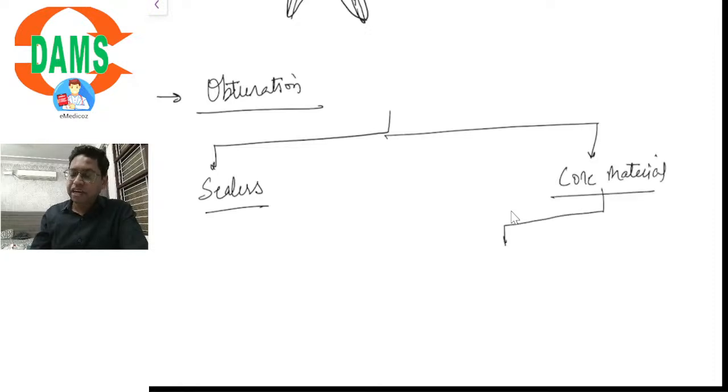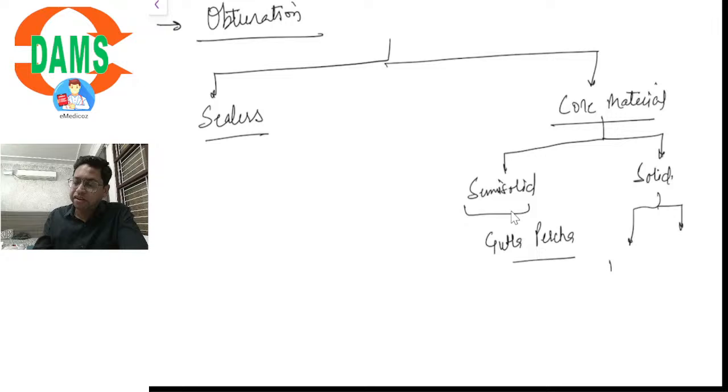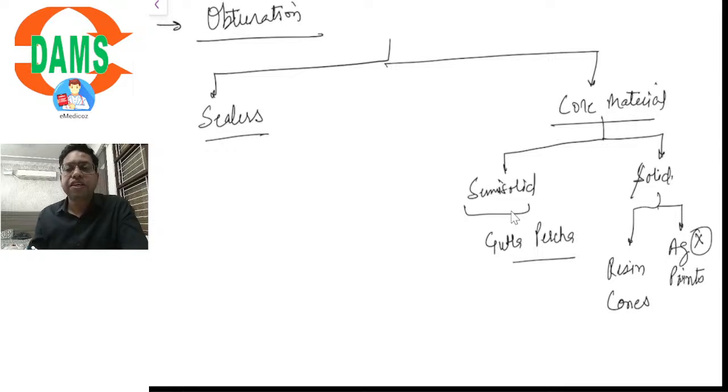This core material can be either a semi-solid material or it can be a solid material. Core material for obturation. This semi-solid material, which is one of the most frequently used materials, is gutta percha, and solid materials can be resin cones. They can be resin cones or they can be silver points. The silver points, they are obsolete. They are no longer recommended to be used for root canal obturation.